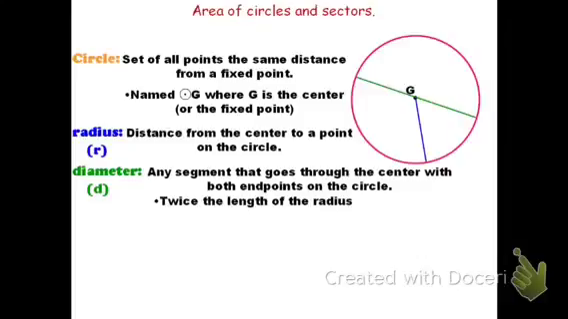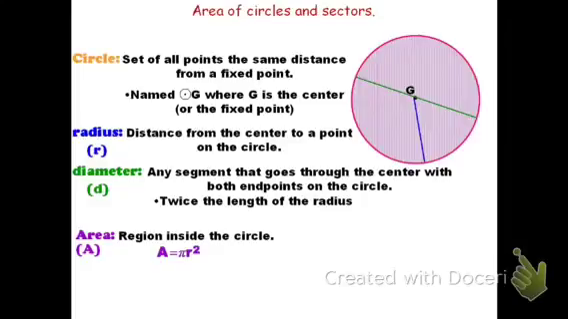To find the area of a circle, we're going to use the formula pi r squared. The area of a circle is the region inside of a circle. Area is a region. It's a two-dimensional space measurement. So that two-dimensional measurement we call the region. The formula is pi r squared. So if we know the radius, we'll square it and then multiply by pi.